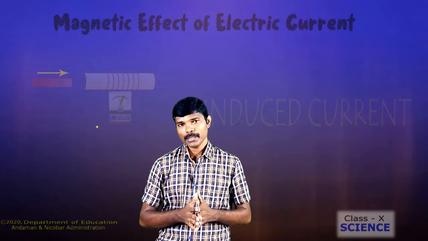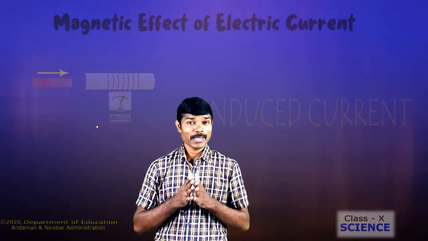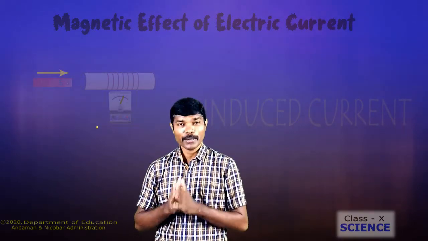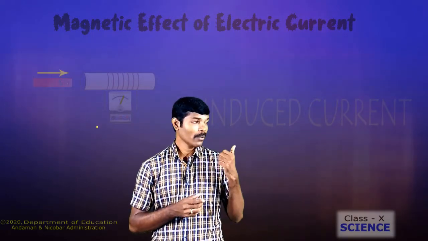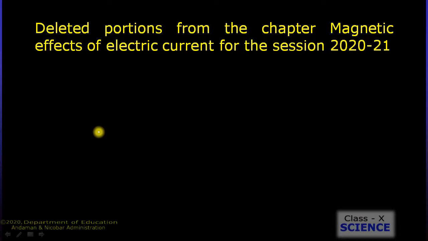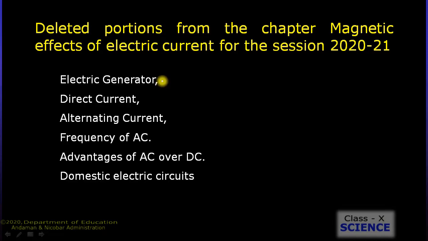As far as this chapter is concerned, some of the portions have been deleted for the session 2021. So the deleted portion also I'll display on the screen. Now look at the screen. So let us see the deleted portions from the chapter, that is Magnetic Effect of Electric Current, for the session 2021. Electric generator will not be included in the portion.